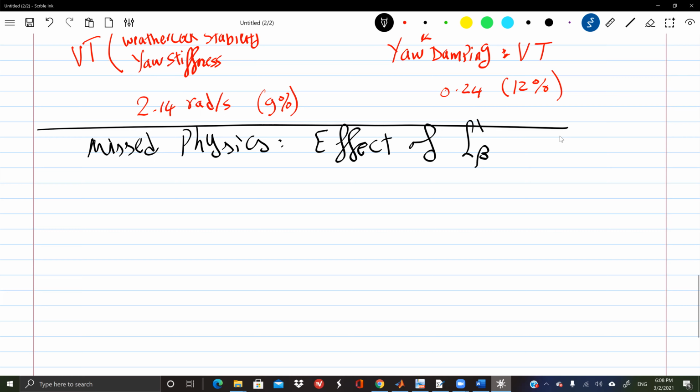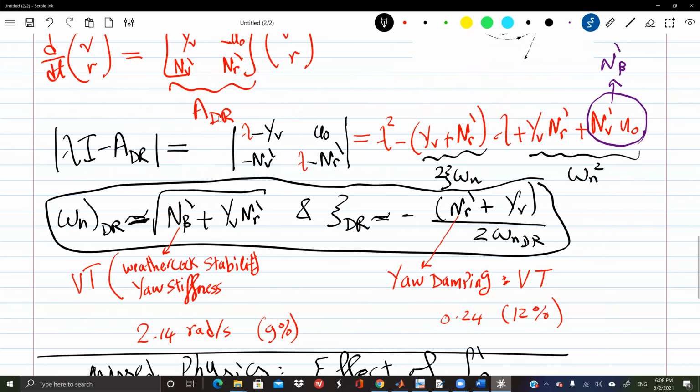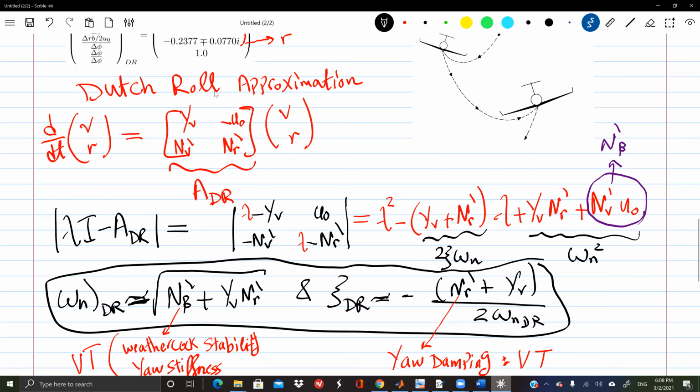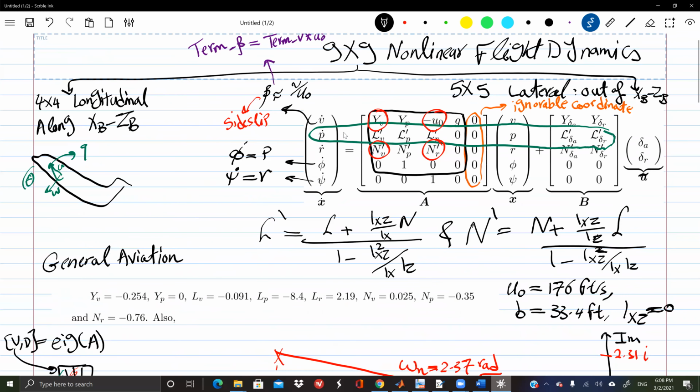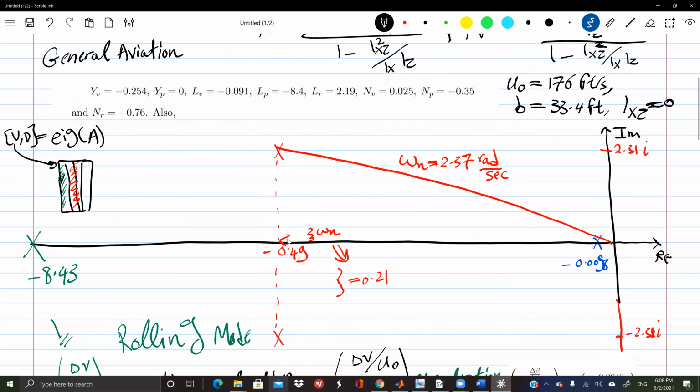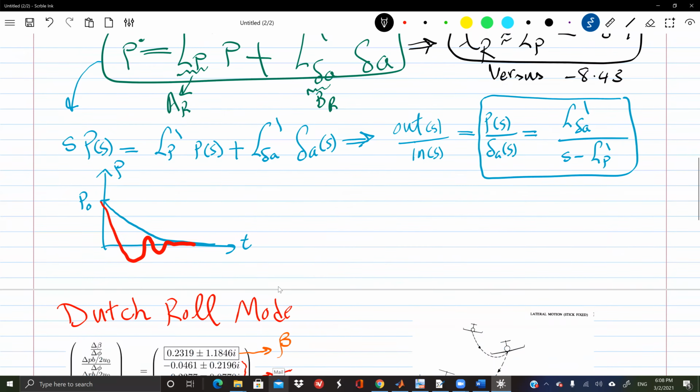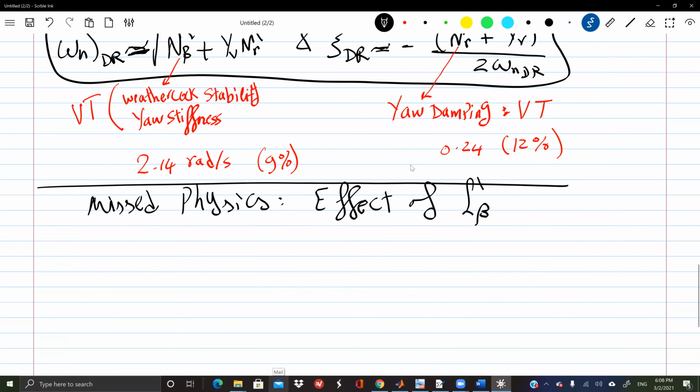Actually, the effect of L beta, or L beta dash, whatever you like. Indeed, the approximation doesn't show any effect of L beta. It doesn't show up at all. That's right. But L beta exists in the 5x5, and here is LV, right? LV is related to L beta. So it turns out that it has effect on these eigenvalues. So it's ignored when we do this approximation. It goes into this 9% to 12%. Sometimes it's larger than this. So what's the effect of L beta?